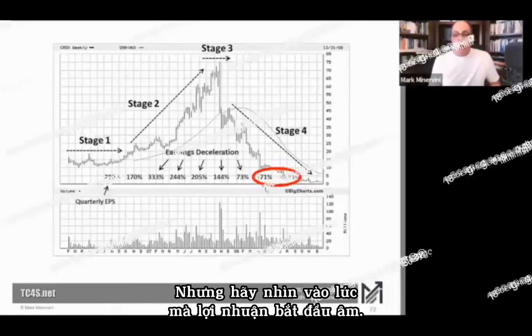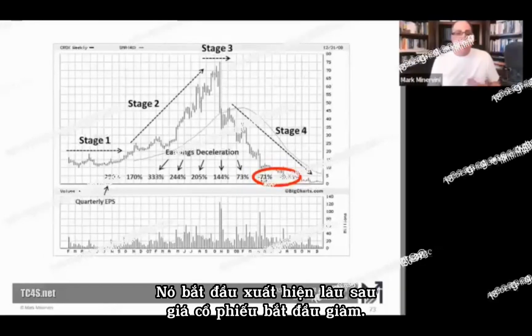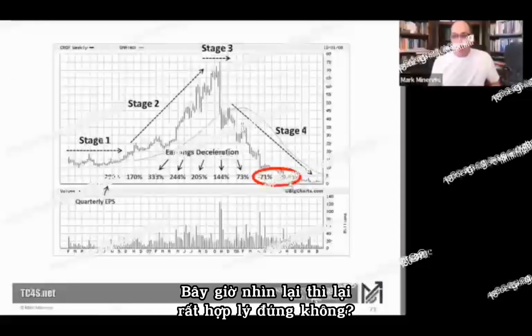But take a look at when the negative earnings come in. See, they come in way after the damage has been done. Now, with the minus 71, now it makes sense. All of a sudden it makes sense, right?